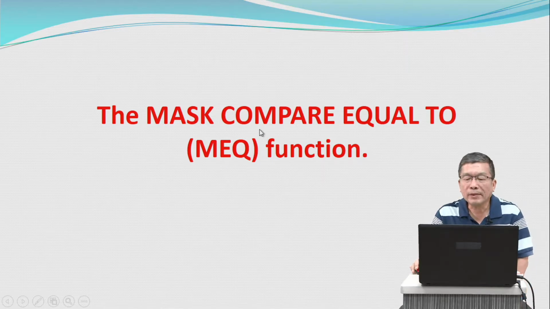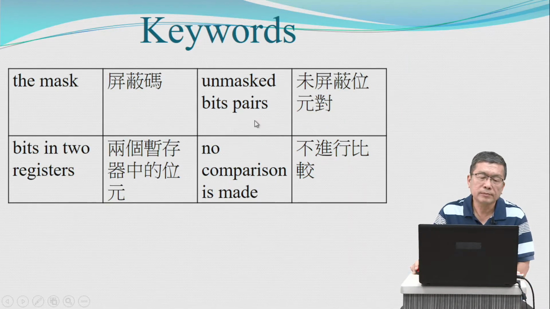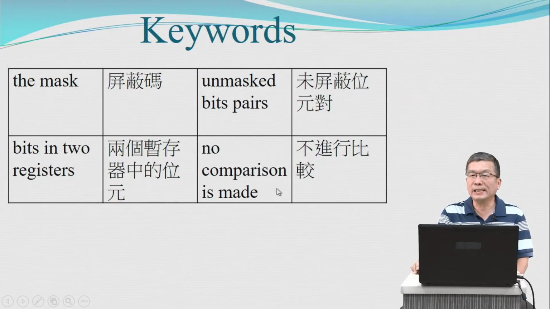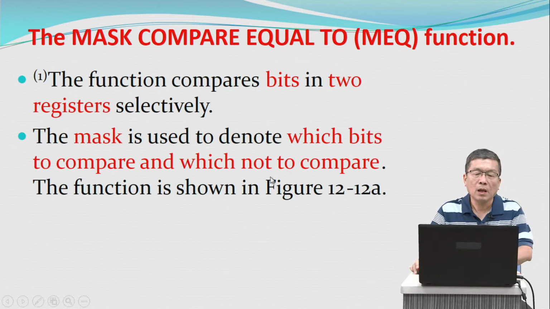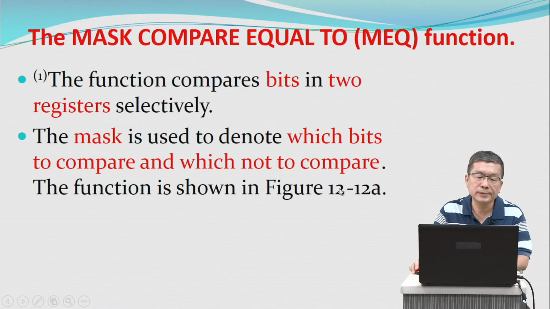The mask comparison equal to function. The keywords: the mask, unmasked bit pairs, bit in two registers. No comparison is made. The function compares bits in two registers respectively. The mask is used to denote which bits to compare and which not to compare.